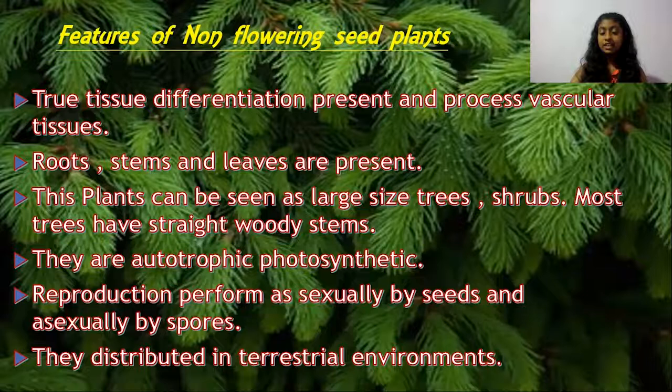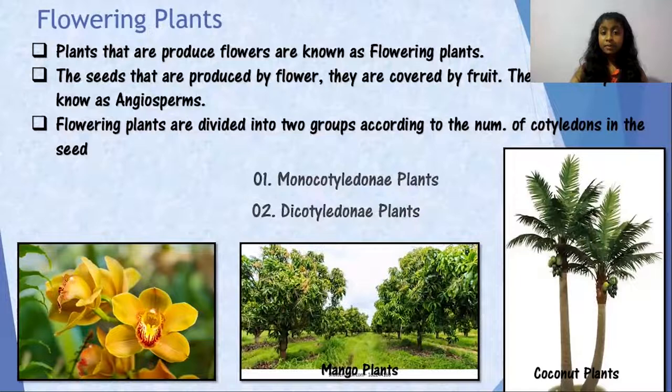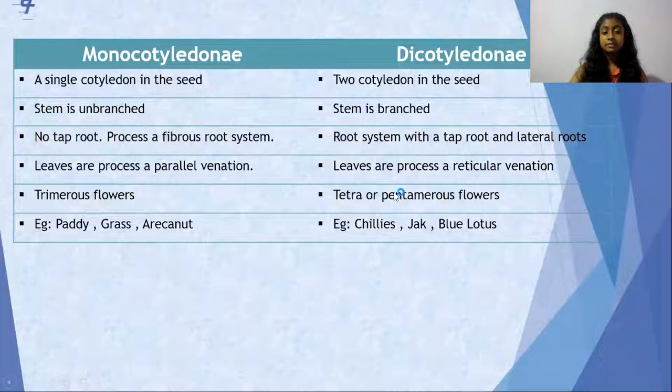Flowering plants. Flowering plants are the plants that produce flowers. The seeds that are produced by the flower are covered by a fruit. Therefore, they are known as angiosperms. Flowering plants are divided into two groups according to the number of cotyledons in the seeds. First one is monocotyledon plants and second is dicotyledon plants. Now I move to the next slide about the differences between the monocotyledon and dicotyledon plants.